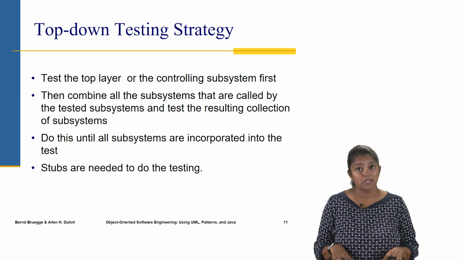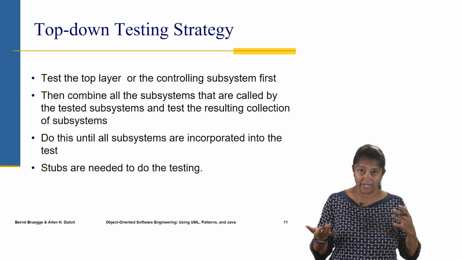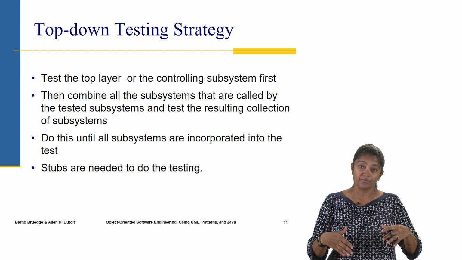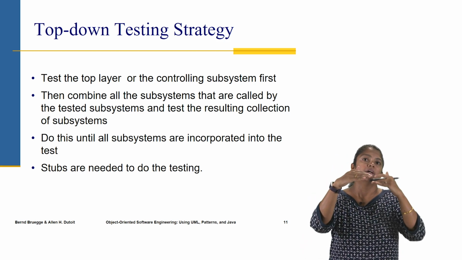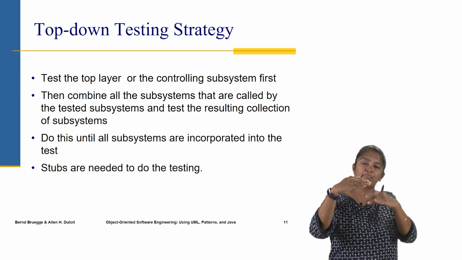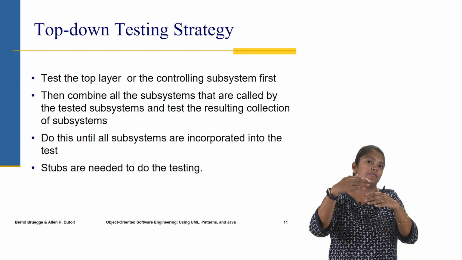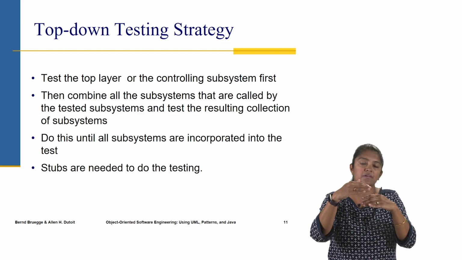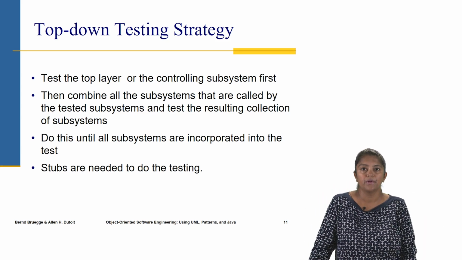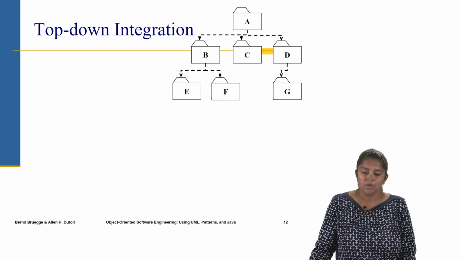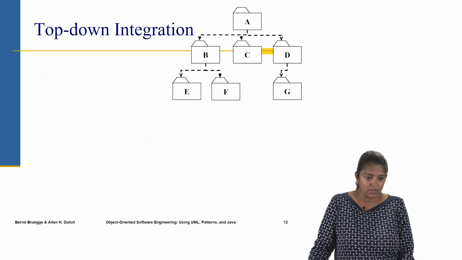Now in this case, it's the reverse of bottom up, so we don't need drivers, but we need stubs, because at every stage, the systems that are below, which are providing some kind of information or service, are not available. So we need stubs in order to mimic them. So let's see how this looks.